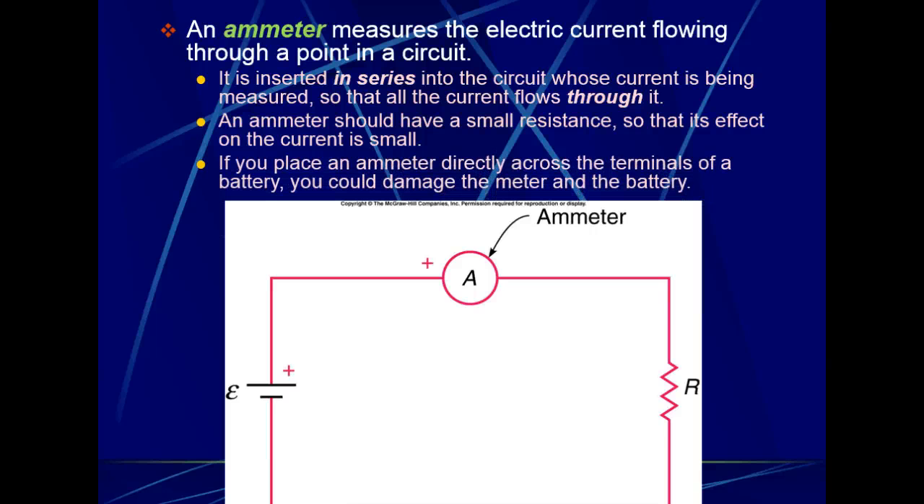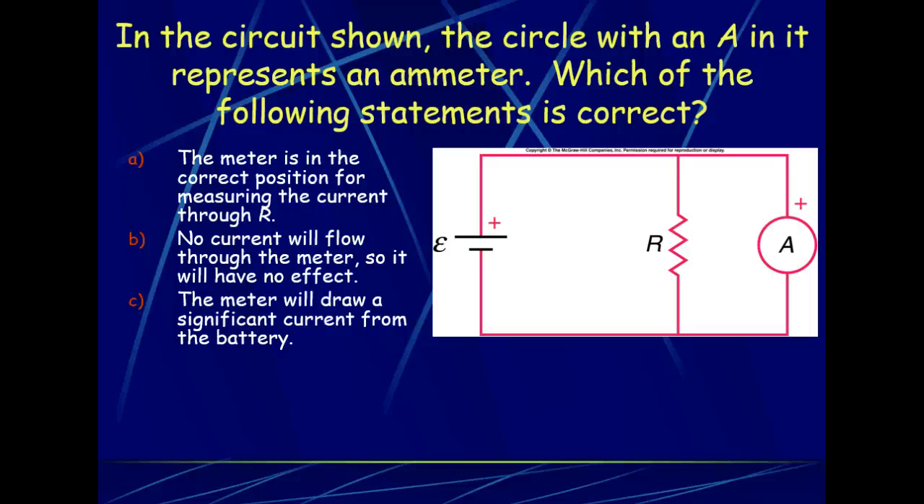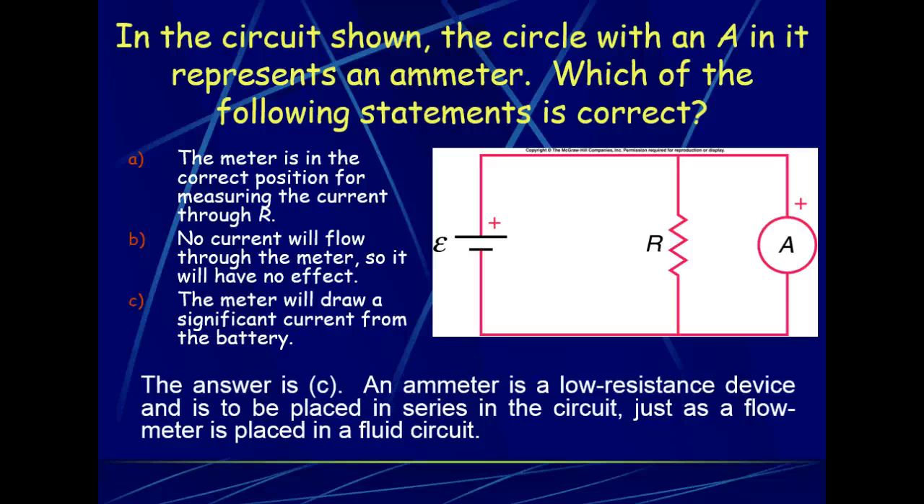If you get the idea to put an ammeter directly across the terminals of a battery, you could damage both the battery and the meter. It is not uncommon for fuses to get blown. We have to be extra careful. This is why we don't power on any circuits without checking first. So in this particular picture, what we have is that the ammeter is a low resistance. So if we put it in parallel like this is showing, we're going to draw pretty much all the current through it. So this is not in the correct position.